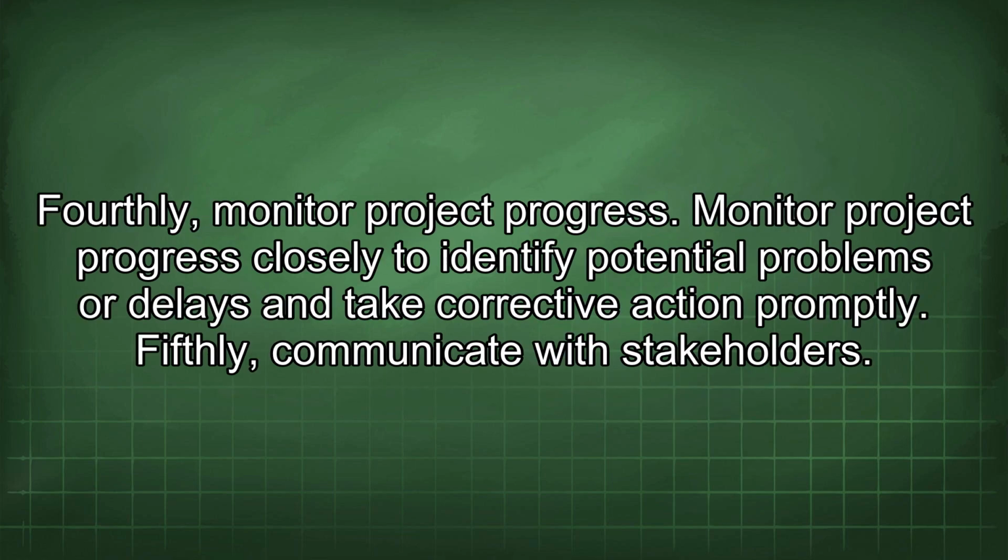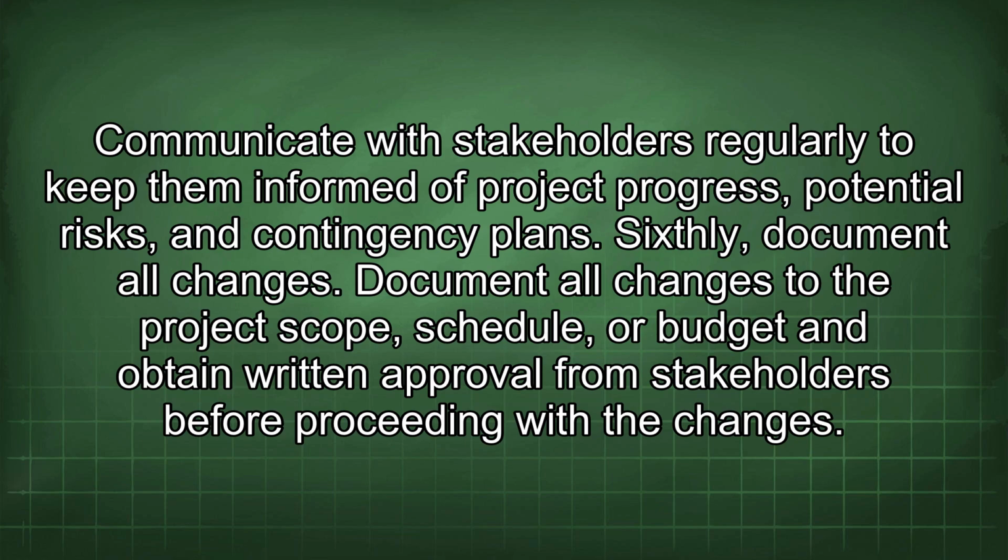Fourthly, monitor project progress. Monitor project progress closely to identify potential problems or delays and take corrective action promptly. Fifthly, communicate with stakeholders. Communicate with stakeholders regularly to keep them informed of project progress, potential risks, and contingency plans. Sixthly, document all changes. Document all changes to the project scope, schedule, or budget and obtain written approval from stakeholders before proceeding with the changes.